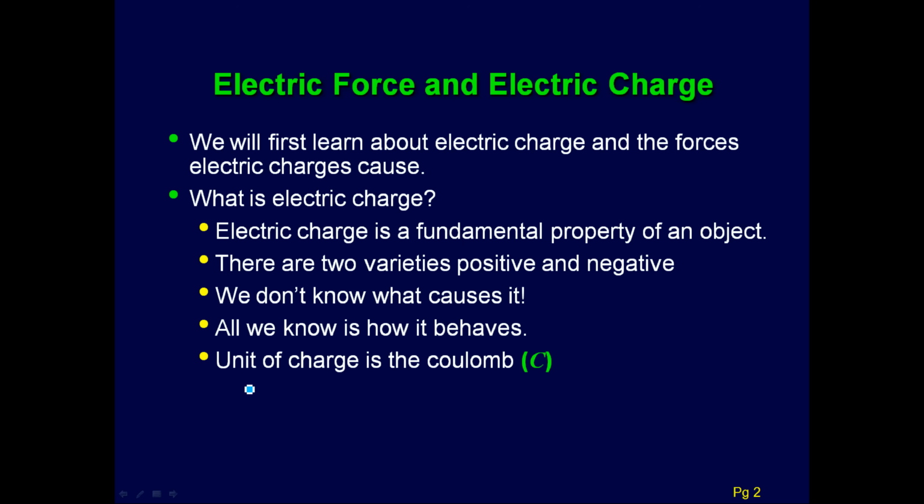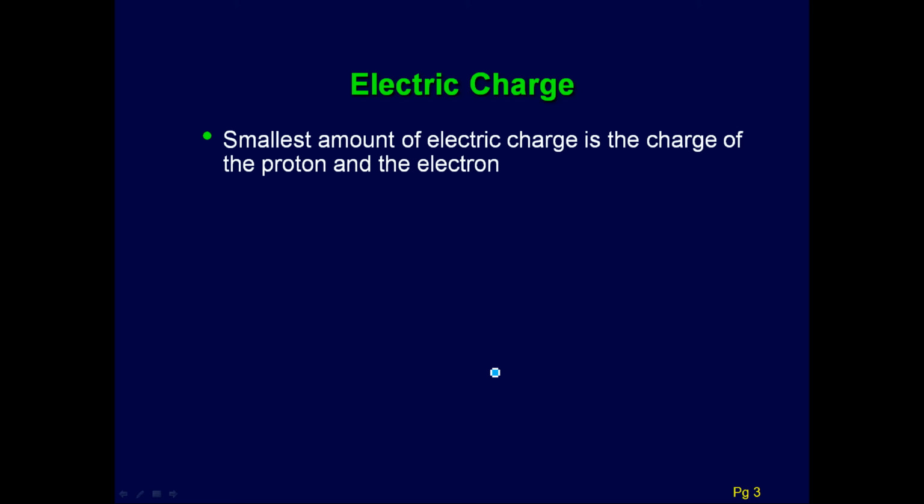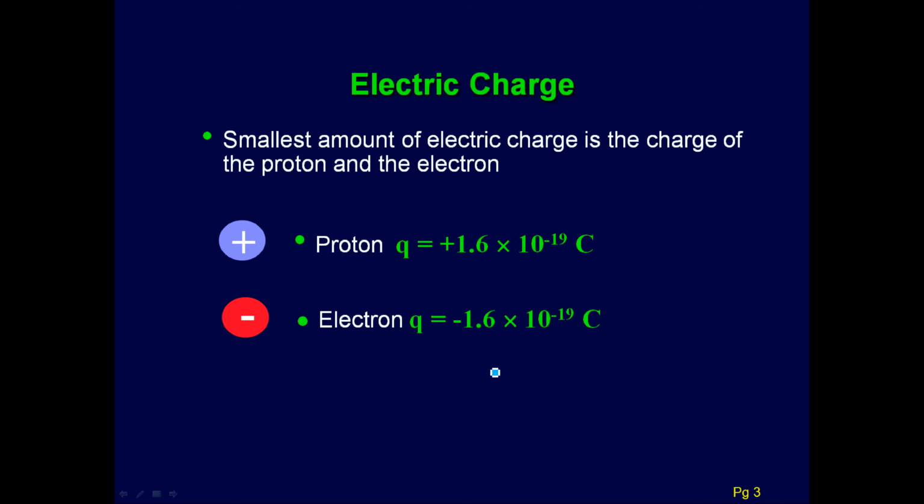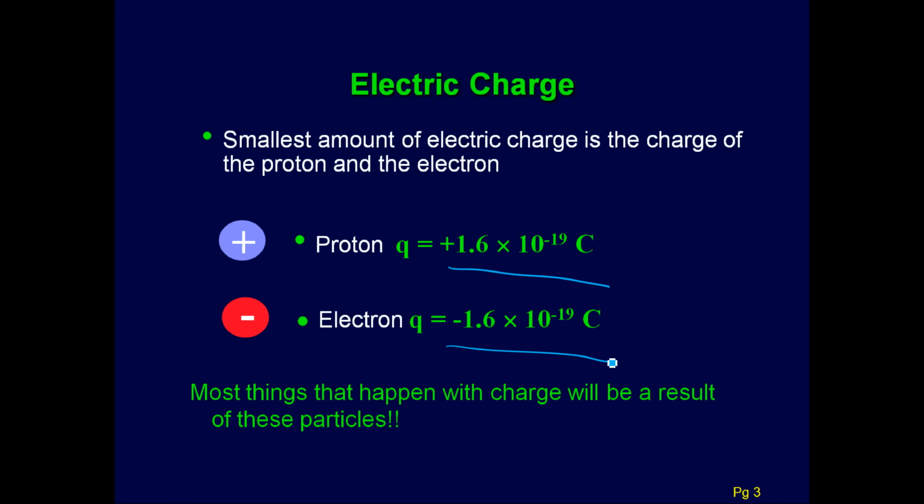Our unit of charge is called the Coulomb, which we're going to specify with a capital C. The smallest amount of charge that we're going to deal with is the proton and the electron. And this charge is 1.6 times 10 to the negative 19th coulombs. These are the particles that make up atoms, and so the majority of things that we're going to talk about dealing with charge will be a result of these particles.